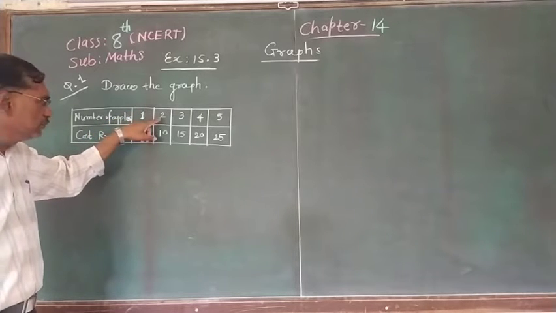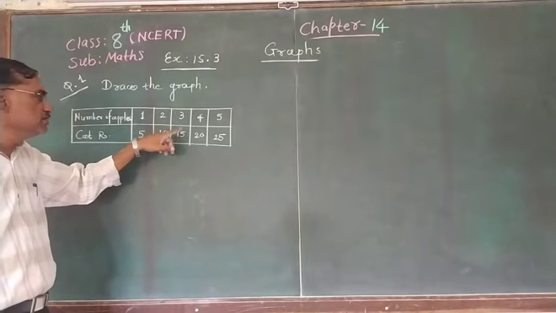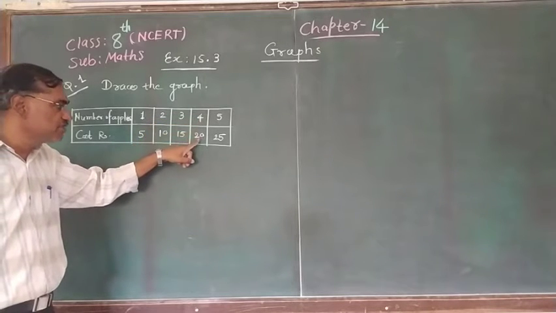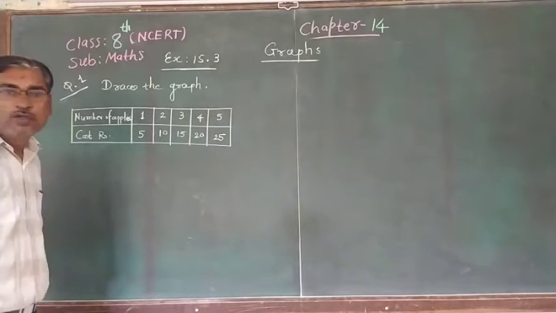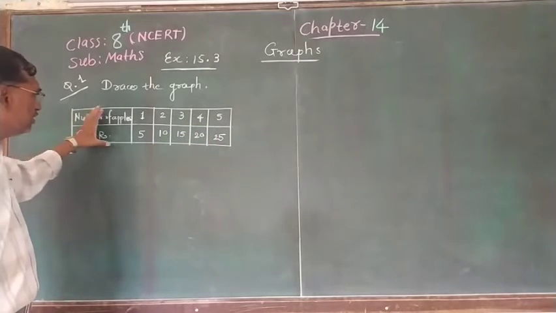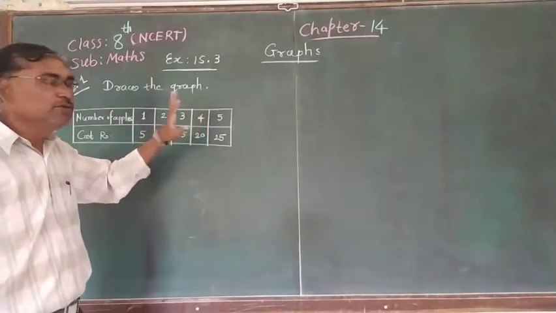If you buy 2 apples, you pay 10 rupees. 3 apples, 15 rupees. 4 apples, 20 rupees. 5 apples, 25 rupees. See, this is in order: 1, 2, 3, 4, 5.